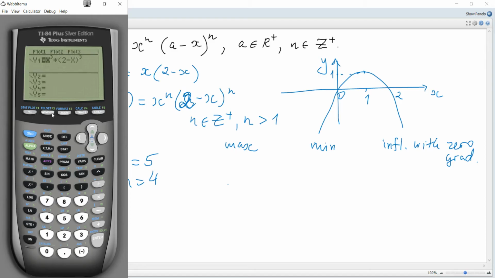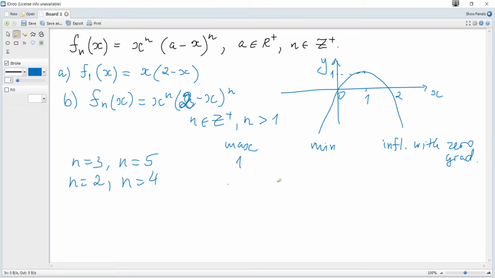And for n is 5, actually you can guess, since it's the same row, it should be the same. Yes, and we can see that it's similar. So maximum point, there is only one maximum point, no minimum points, and 2 points of inflection with 0 gradient.